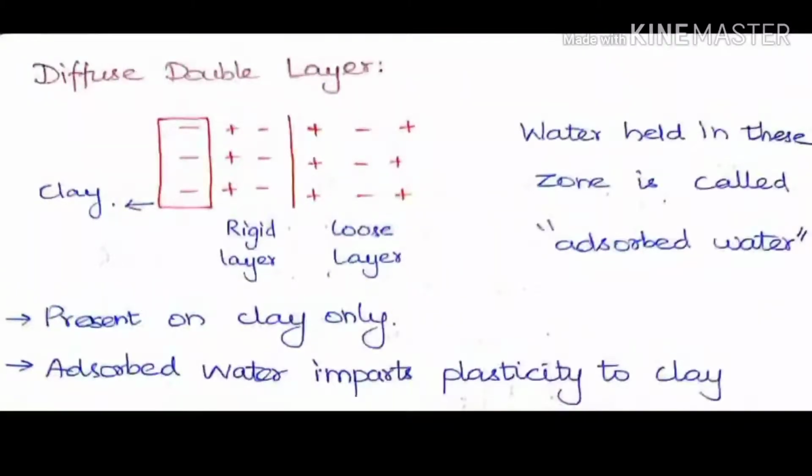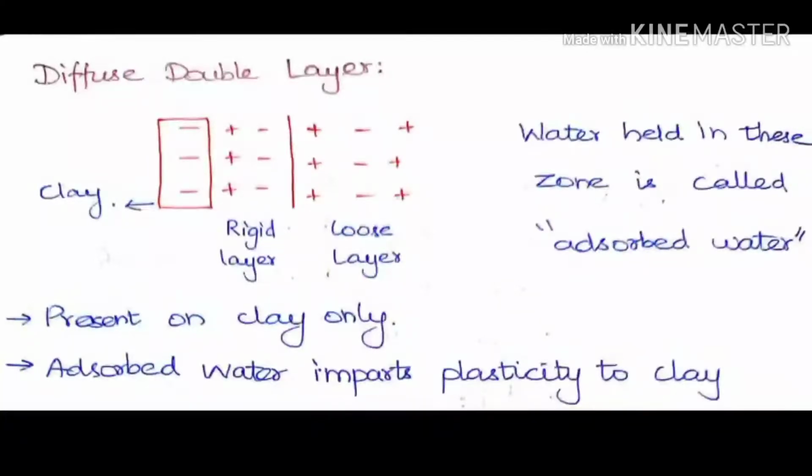And the next is the diffuse double layer. So this is an important and special property for clay alone. Clay is generally a negatively charged particle, and when it reacts with water, a boundary of water will be bound to the outer layer of the clay. So this is nothing but the rigid layer and the loose layer. The first layer will be rigid, which is closely packed, and then a loose layer will be packed. So this is what we call the diffuse double layer.